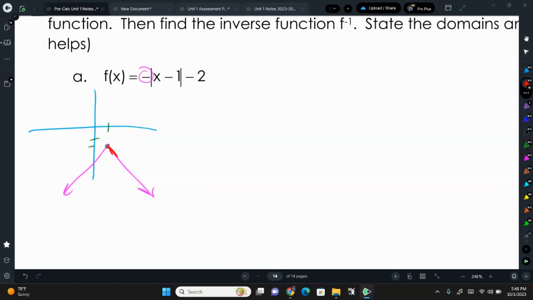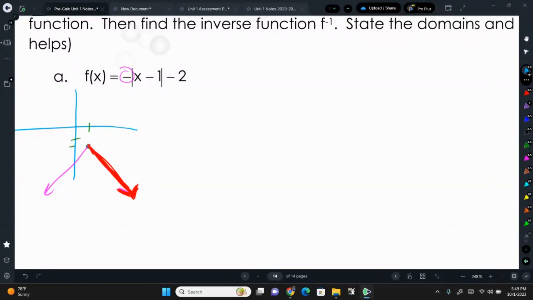So we are only concerned about this part right here. Because now if we're only concerned about this part, our function becomes one-to-one, and our inverse will also be a function. So we have y equals negative absolute value of x minus 1 minus 2.